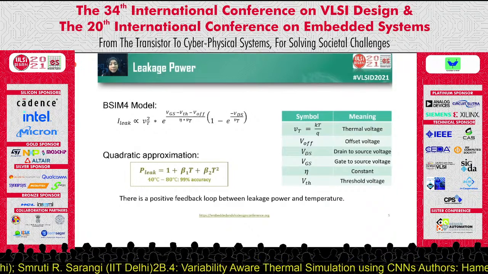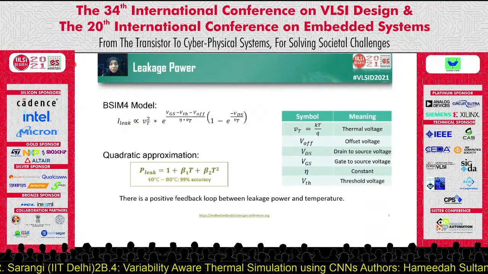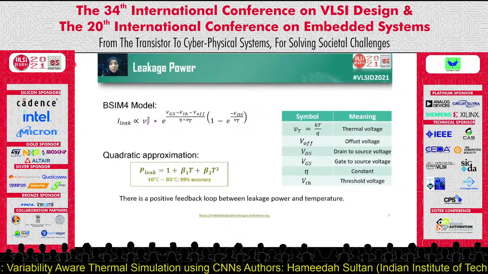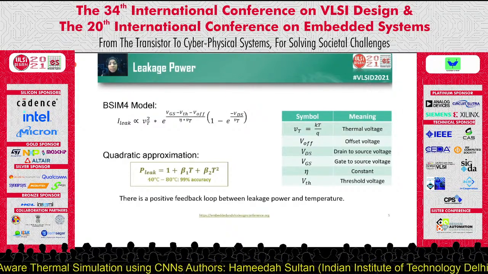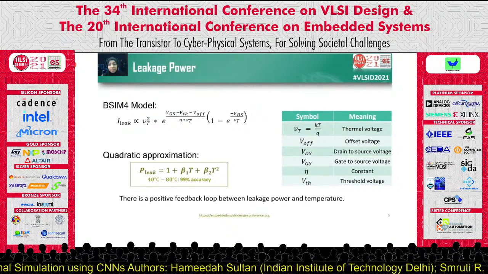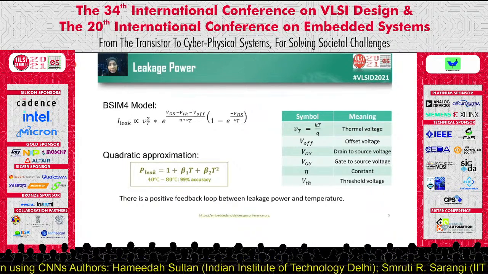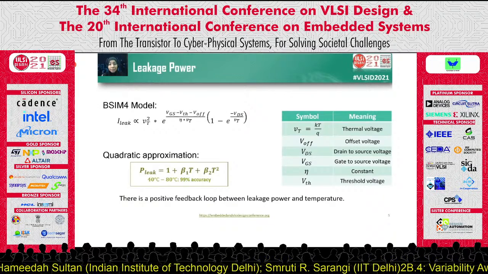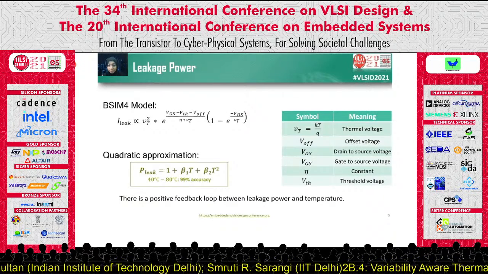Now, prior work has determined that the operating range of real ICs is generally limited to 40 to 80 degrees Celsius. In this narrow range, a linear leakage model results in over 95% accuracy, and a quadratic leakage model further increases that accuracy to over 99%.